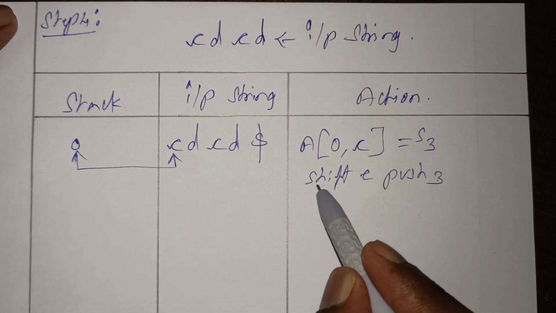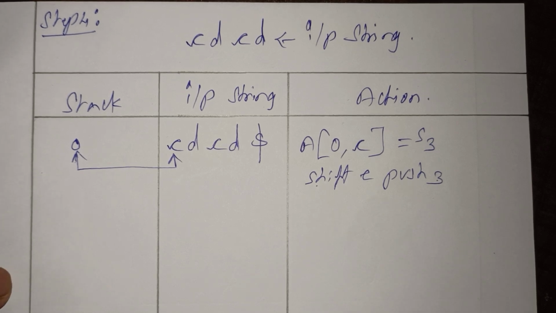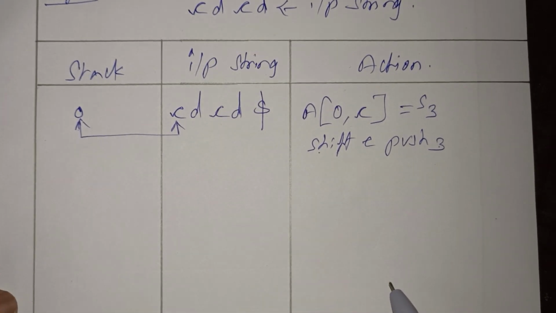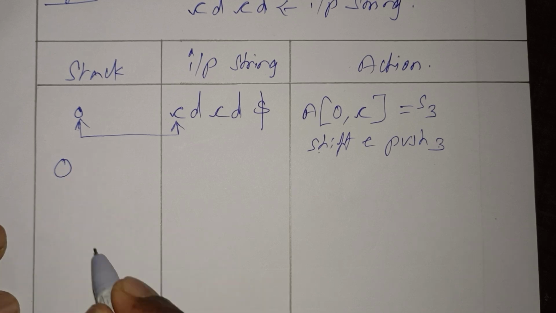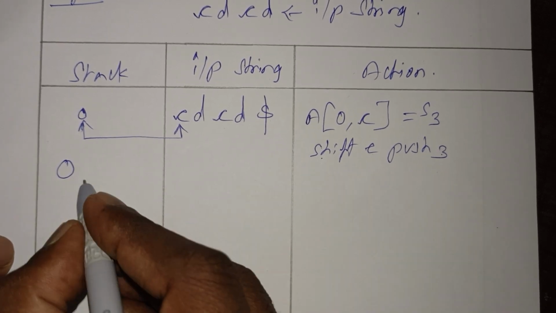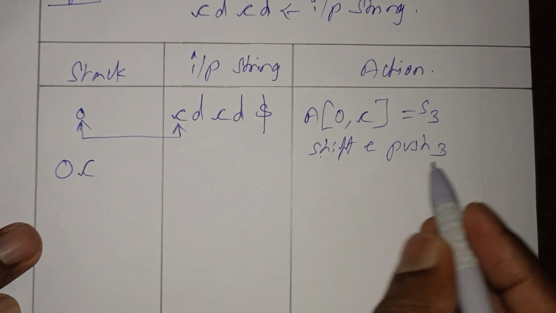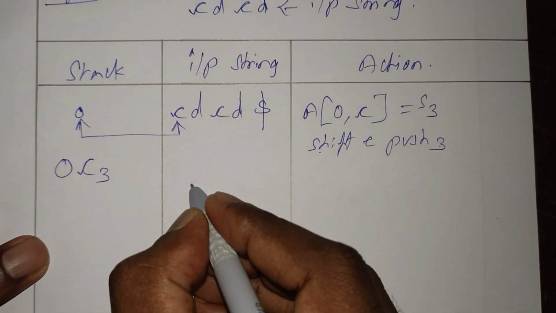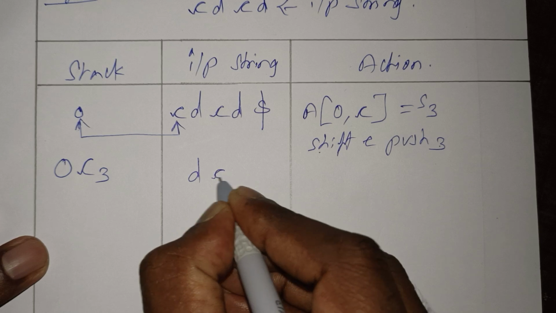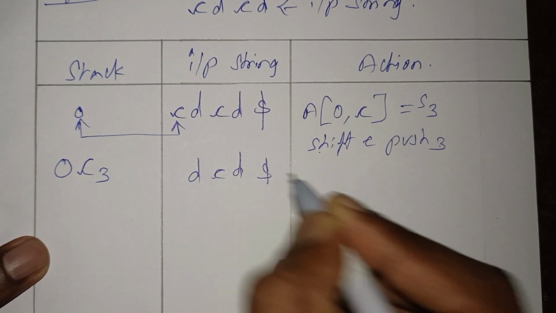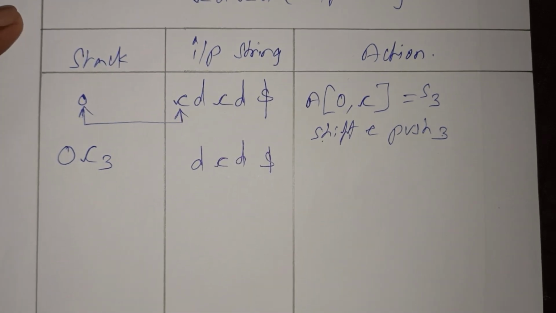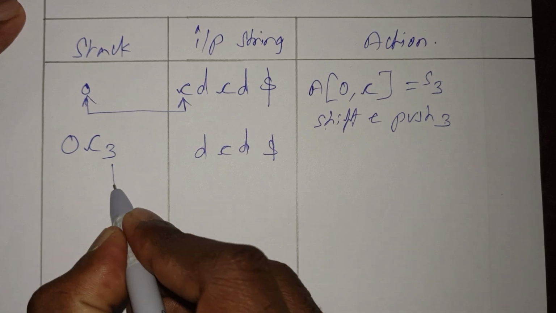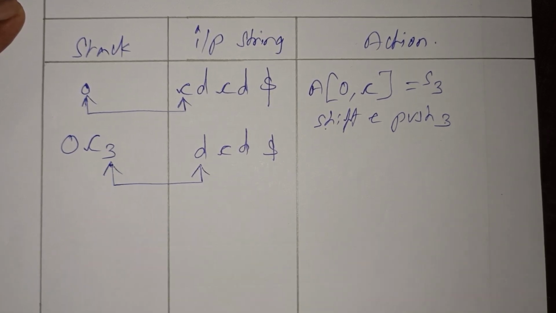So we are going to do this particular action. Iteration number 0 is already there, small c we have shifted, and 3 we have pushed. What is left in this input string is small d, small c, d, and dollar. I hope you understood how exactly it was happening. Go to the next step, and as usual you can do it.